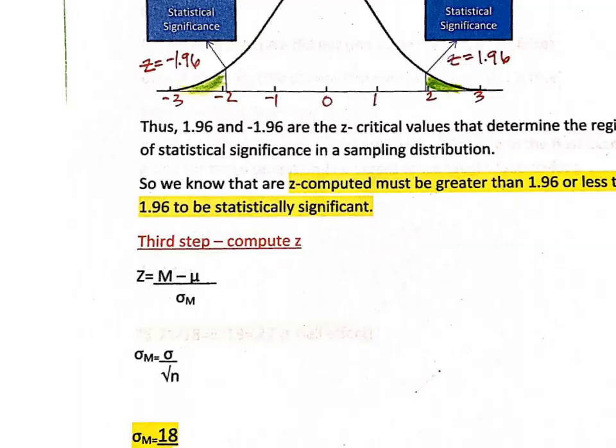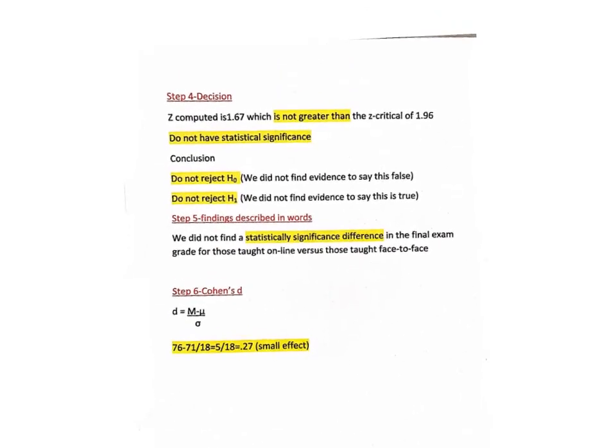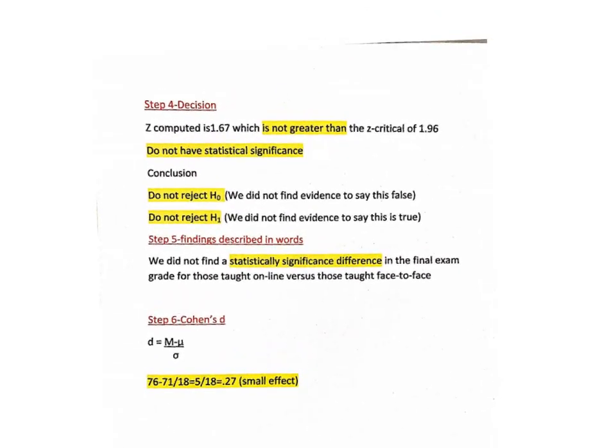All right, now let's go to our last page. Our last page is steps 4, 5, and 6. Step 4 is asking us for a statistical decision. The z computed is 1.67, which is not greater than the critical value of 1.96. So we do not have statistical significance.